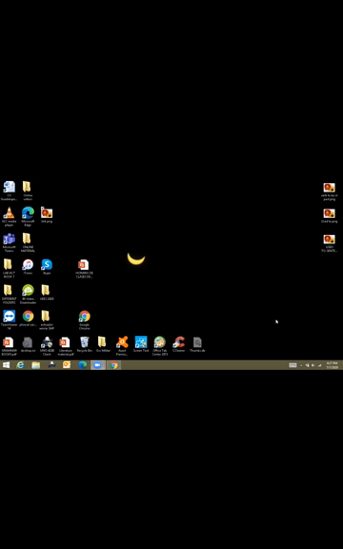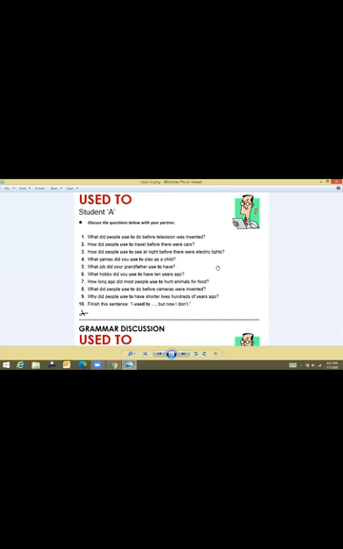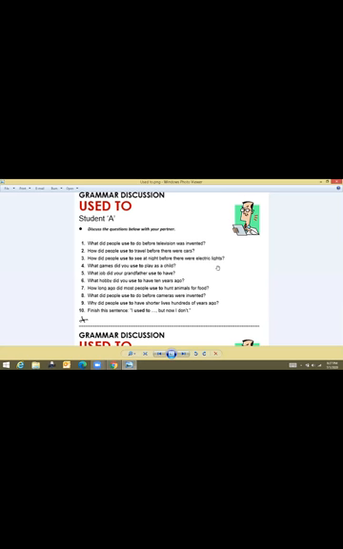So let me show you this. So used to is another option that we have to talk about past events. So look at the first sentence. What did people used to do before television was invented? How will you make that question in Spanish? ¿Qué solía hacer la gente antes de que se inventara la televisión?